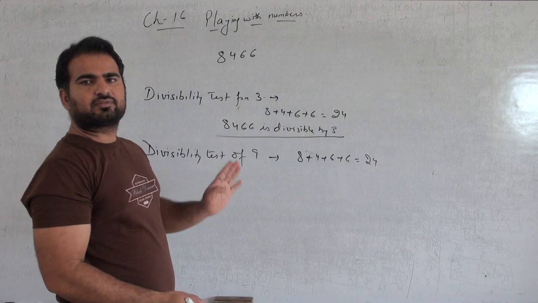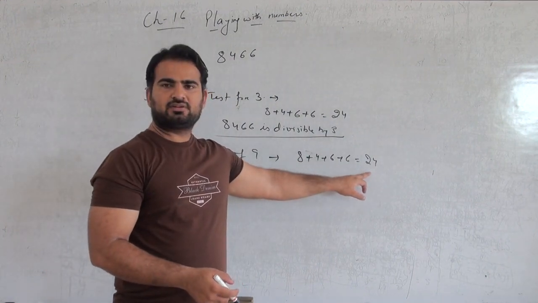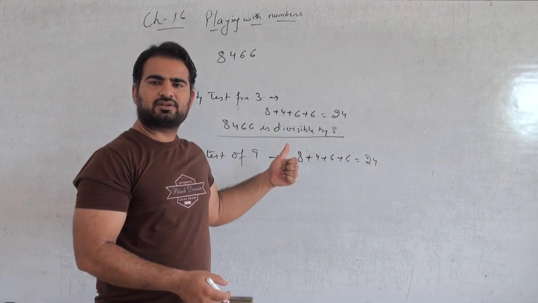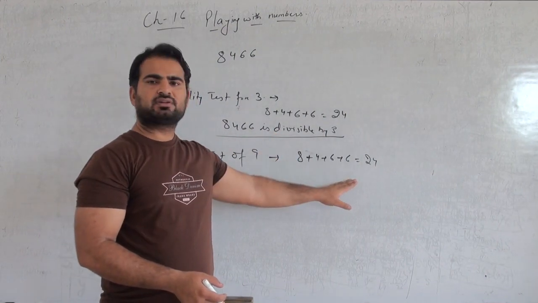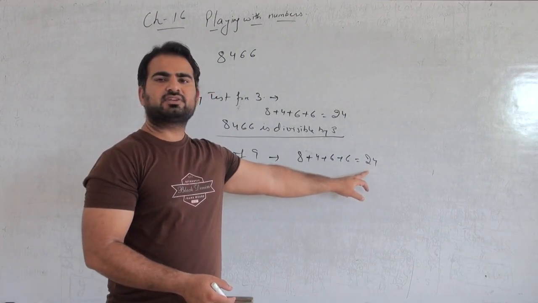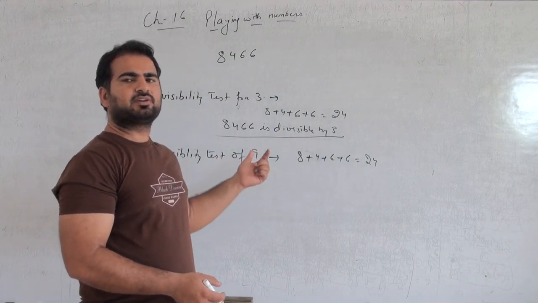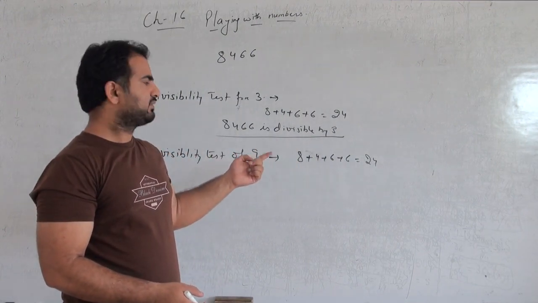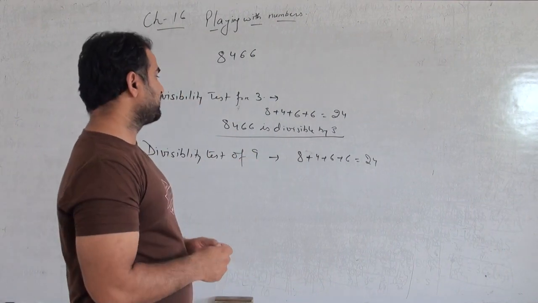Okay. For 3, the total should be divisible by 3, so the number is also divisible by 3. But for 9, what we have to do is just add the digits, get a total, and then divide it by 9. If it is divisible by 9, then the whole number will also be divisible by 9. Okay? It is the divisibility test of 9.